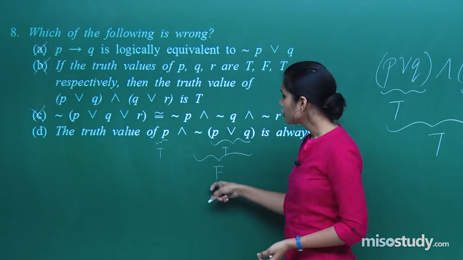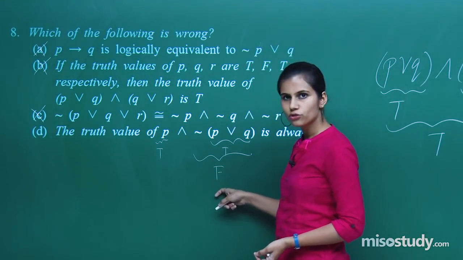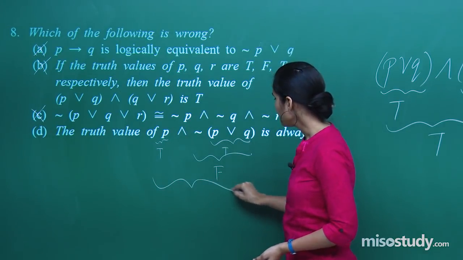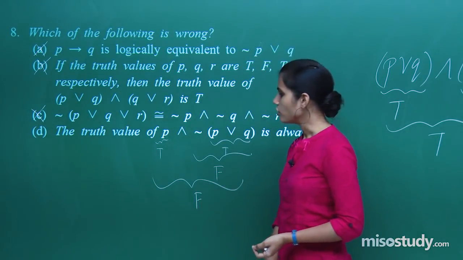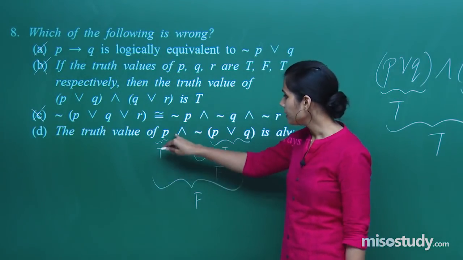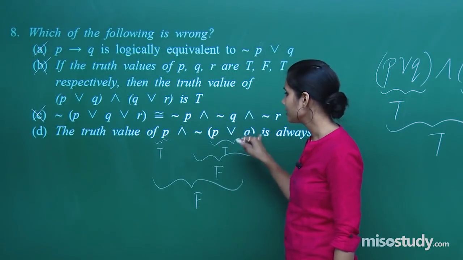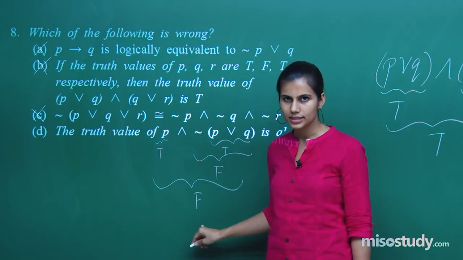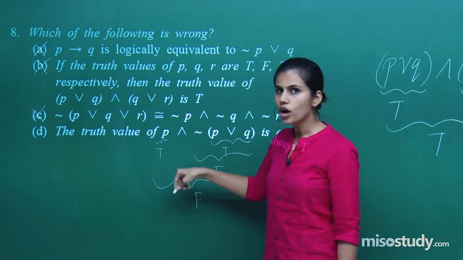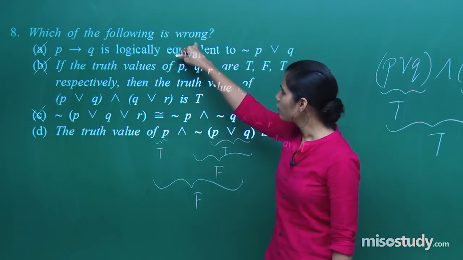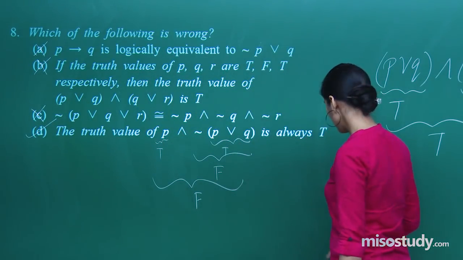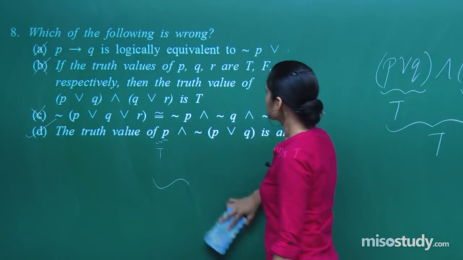P and not Q is true only when both of them are true. Here you can see P is true and this other statement is false. So this completely is going to be false. So it's not the case that this is a tautology, because when P is true and Q is false, this statement is going to be false, and therefore it cannot always be true. Therefore this is the wrong answer out of all four, and therefore by the question this is the right answer. Clear?